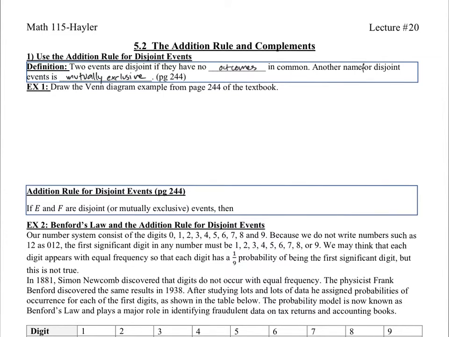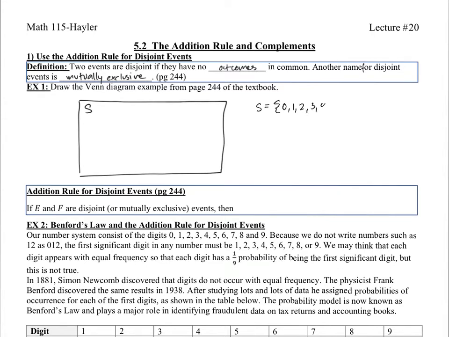For example 1, we're going to draw the Venn diagram given on page 244 of our textbook. Let's say we have a sample space. We'll call it S, for the normal sample space. And let's say the sample space S contains the outcomes 0, 1, 2, 3, 4, 5, 6, 7, 8, and 9.